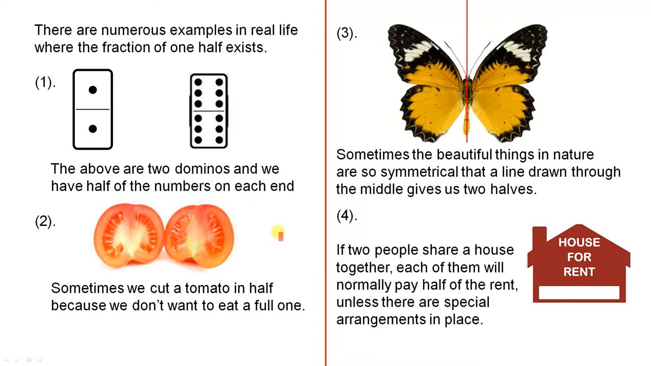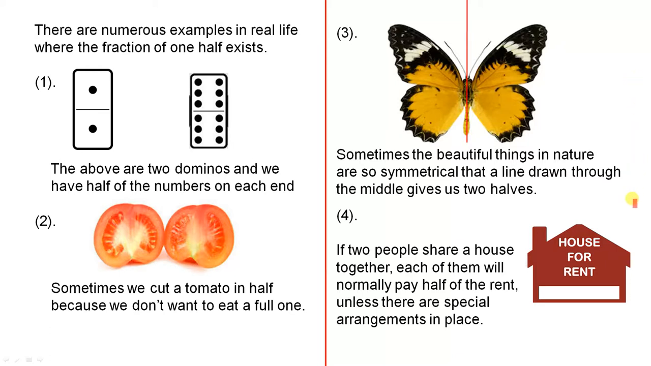Example 2. Sometimes we cut a tomato in half because we don't want to eat a full one. Example 3. Sometimes the beautiful things in nature are so symmetrical that a line drawn through the middle gives us two halves.